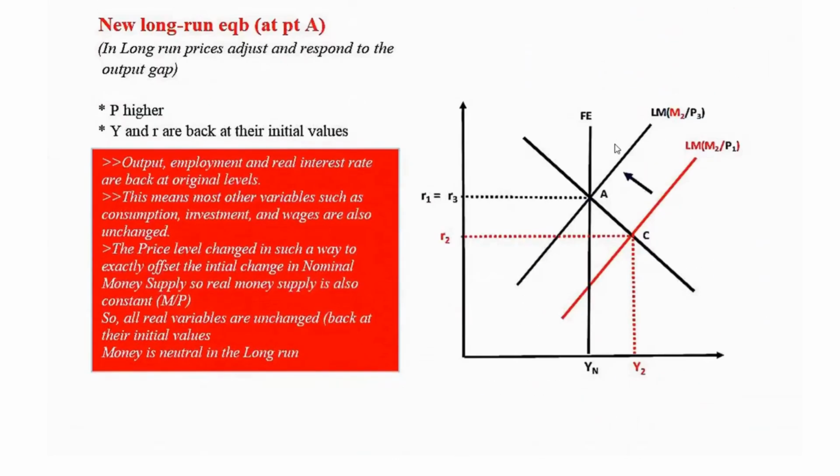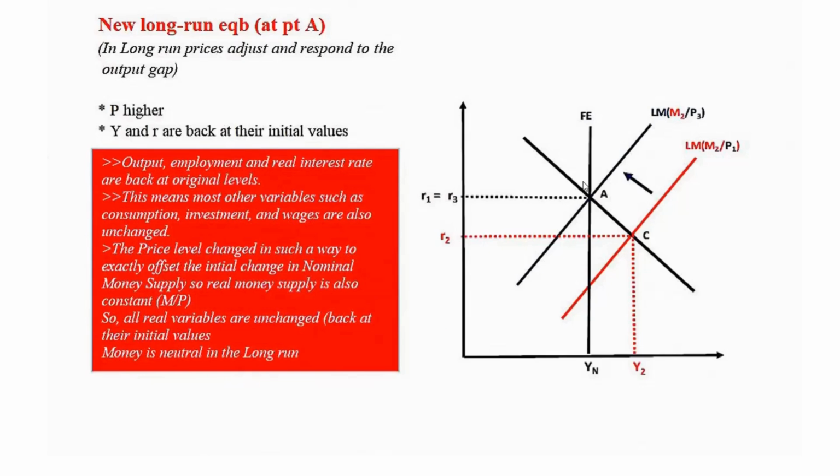Now, in the new long-run equilibrium at point A, our prices are higher because the adjustment process from the short-run equilibrium to long-run equilibrium happened through an increase in prices. But real interest rate and output are back at the original levels. So in this particular case, we saw that since output, employment, and real interest rate are back at the original levels, this means most of the variables such as consumption, investment, and wages are also unchanged. And the increase in prices was such that it offset the initial increase in nominal money supply. So the real money supply is also unchanged.